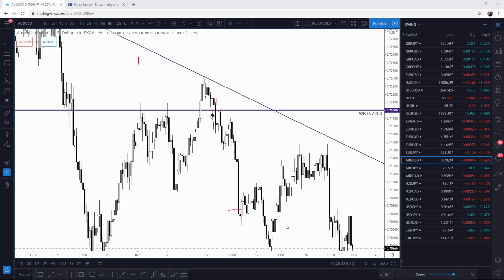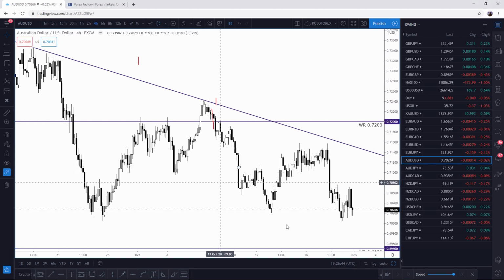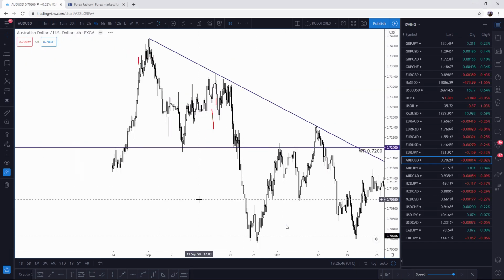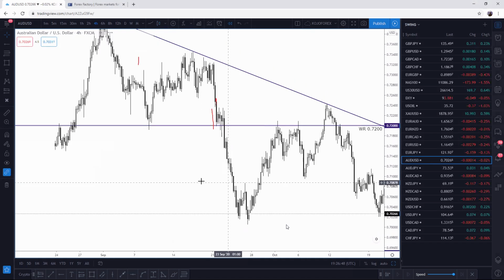Equal body. I don't really look out for the wicks, right? For the candlesticks, particularly for the tweezers, I look out for equal bodies, not the wicks anyway. Not the wicks.